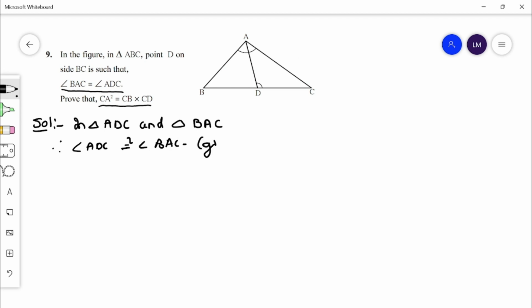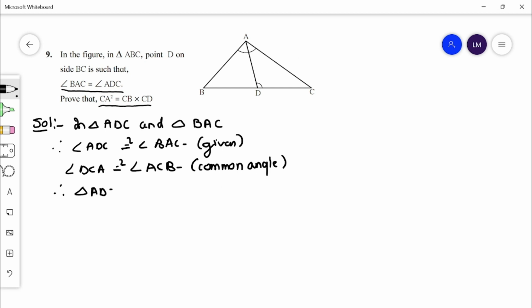This is given. Next is common angle. Angle DCA is congruent to angle ACB. Reason is common angle. Therefore, triangle ADC is similar to triangle BAC by AA test for similarity.